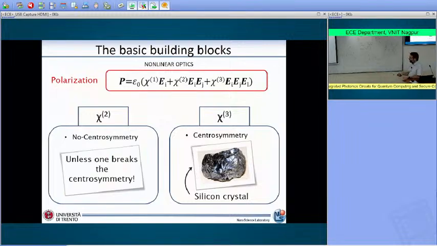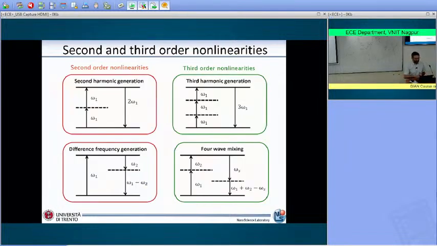So we are using a silicon waveguide that shows Chi3 effects, but since silicon is centrosymmetric, we cannot use the Chi2 effect unless we break the centrosymmetry. We have done a few works in that direction, but it's not time to talk about it. And so here we have second or third order nonlinearities.